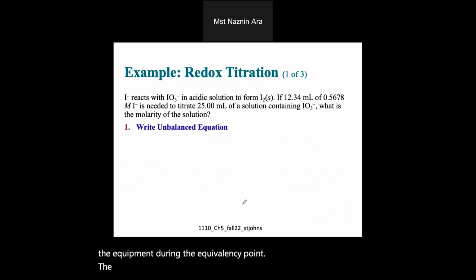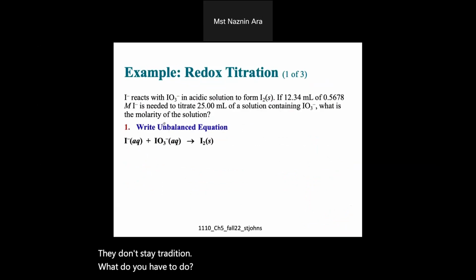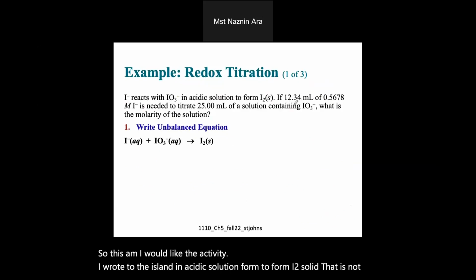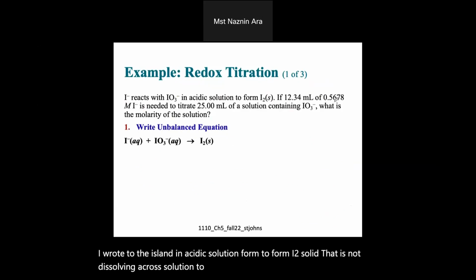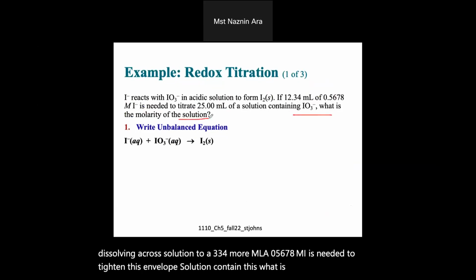Redox titration. What we have to do. Iodide reacts with IO3 ion in acidic solution to form I2 solid that is not dissolved in aqueous solution. 3.34 mL of 0.5678 M is needed to titrate. This mL of solution contains this. What is the molarity of the solution?